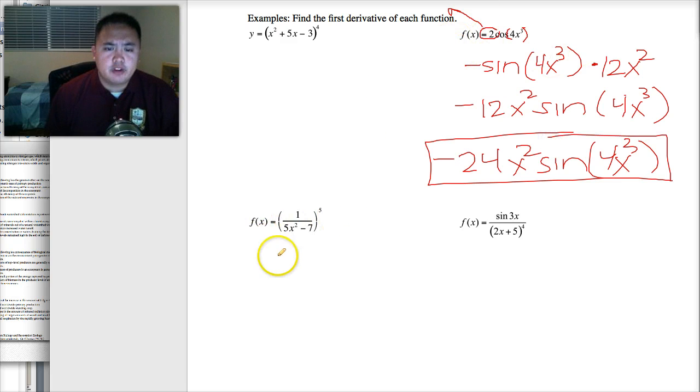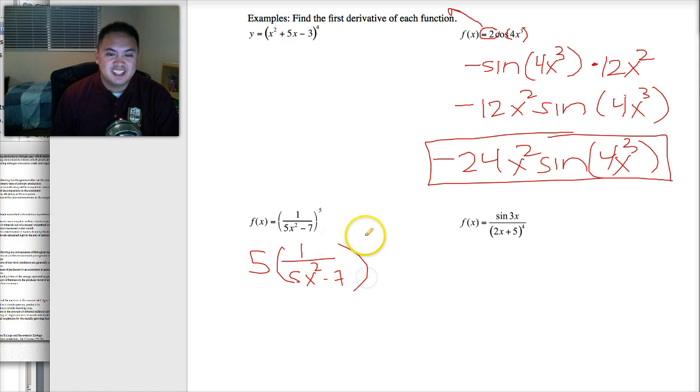This third example over here, same thing as the first problem. My outside function is a parentheses to the power. So you'll be like, oh, that's really easy. That's 5, 1 over 5x squared, because the parentheses does stay the same. And my power rule, 5 goes out in front, and I subtracted 1. That's how I got 4. Now I gotta take the derivative of the inside function.